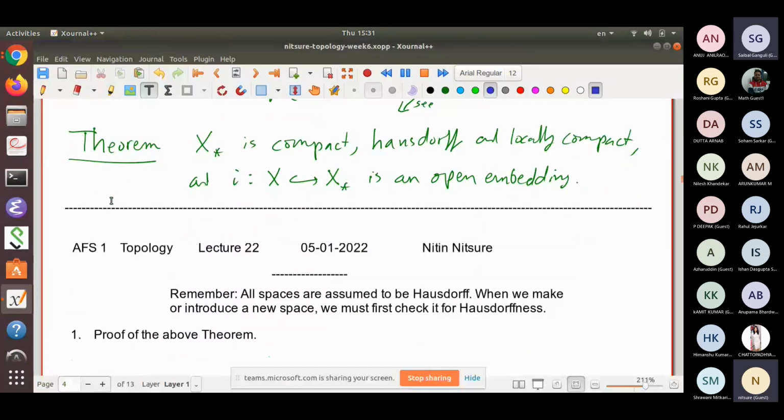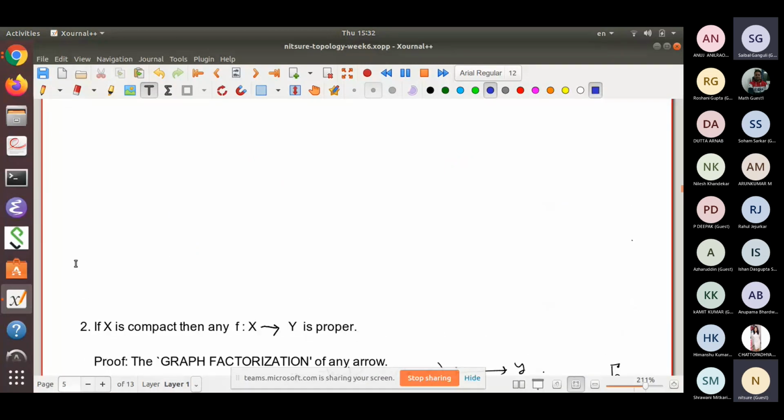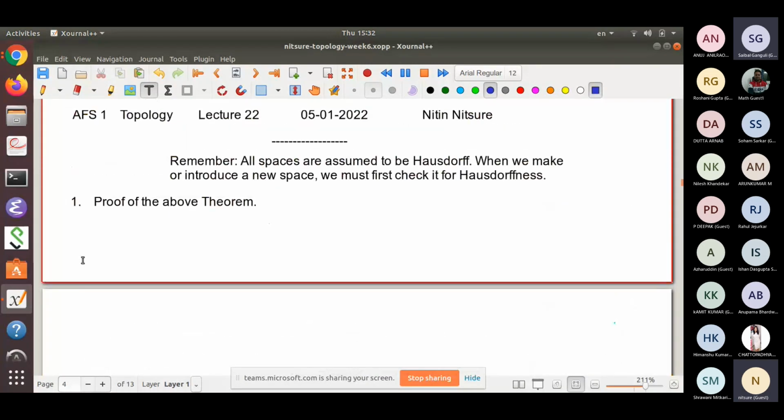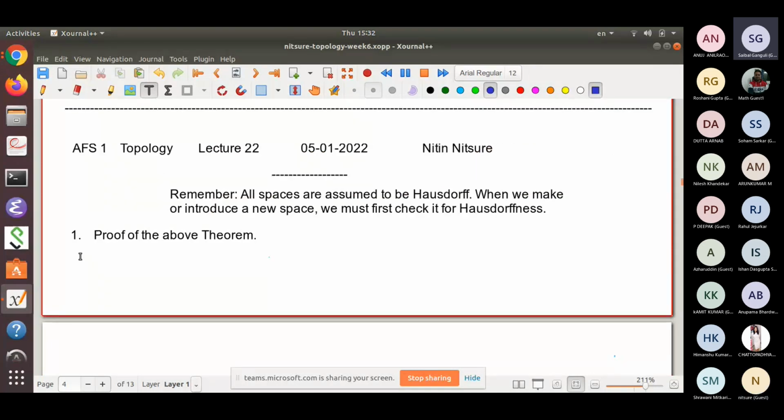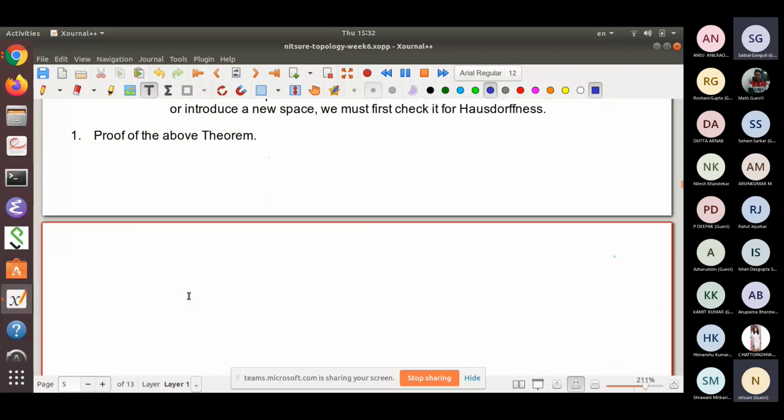So this theorem we stated day before yesterday: X-star is compact, Hausdorff, locally compact, and this is an open embedding. So, proof of the above theorem, I don't seem to have written anything here. We proved compactness. So let me recall how compactness was proved. I'll show it with a picture, and your job is to convert it into writing.